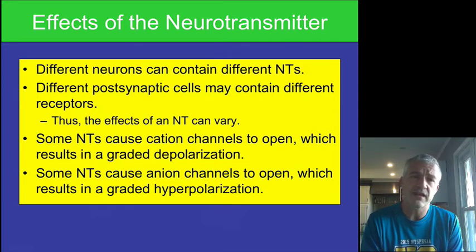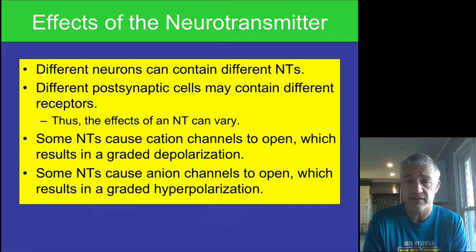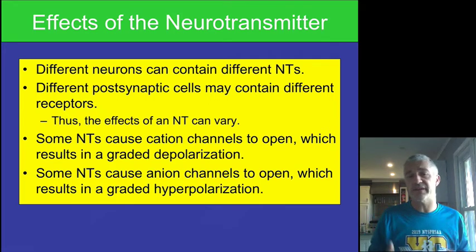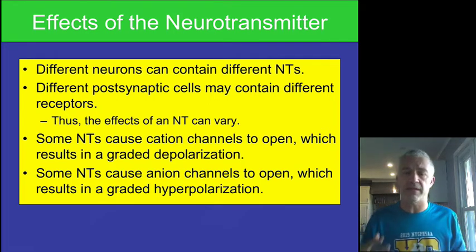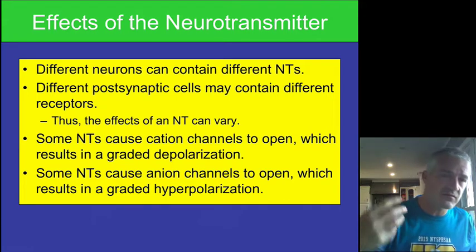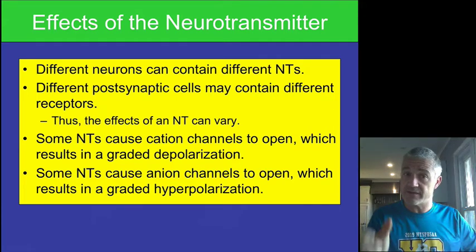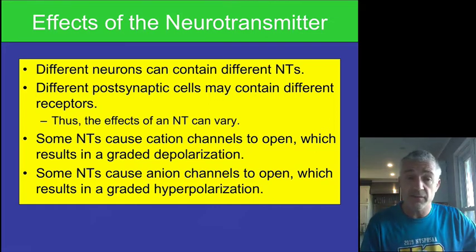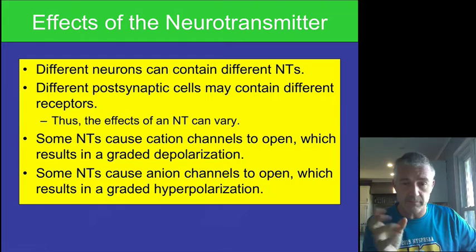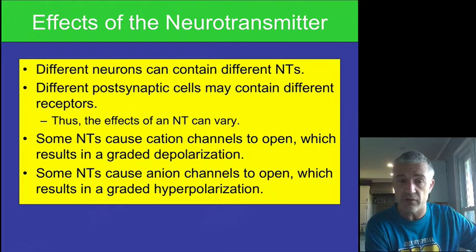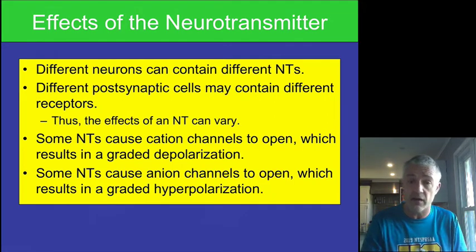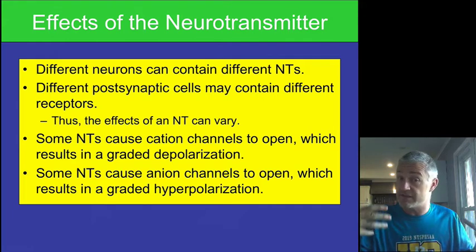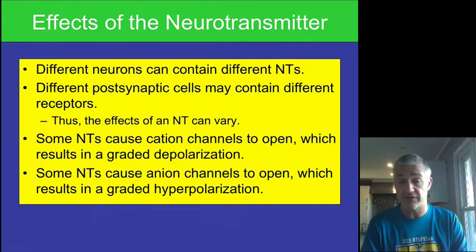What this kind of means is any particular neuron may have multiple synapses, and at these different synapses, there may be different neurotransmitters. The one thing we're going to see with neurotransmitters is not all neurotransmitters bring about a stimulatory effect. They're not always going to get the cell closer to sending an impulse. Some of these neurotransmitters will bring about this graded depolarization. They will cause positive ions to travel into the cell, make that cell more positive. That is going to be a stimulatory type of effect of a neurotransmitter.